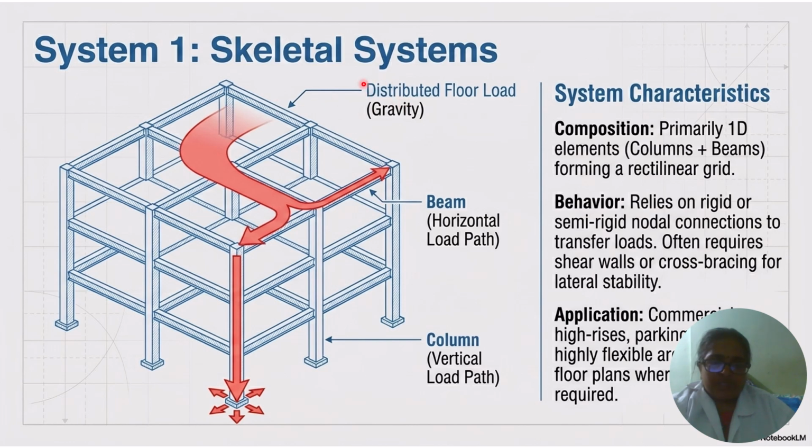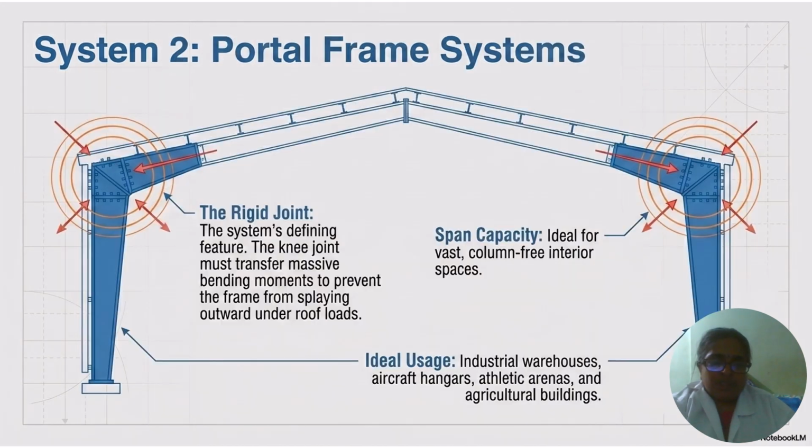Floor load is distributed by the action of gravity, and a beam transfers the horizontal load path, and a column takes the vertical load path. So this is the first system, and the next one is a portal frame system.